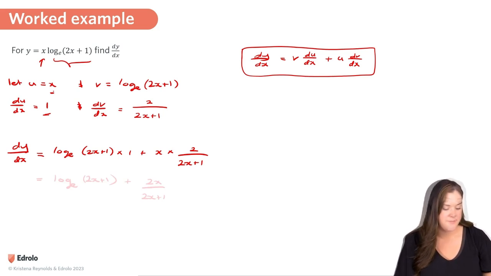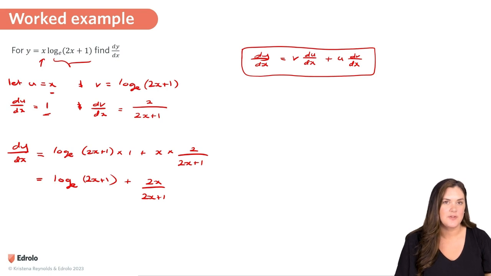Now we're going to simplify. And all we had to do there is just multiply by 1 for the first function and by x for the second function. So we end up getting log e of 2x plus 1 plus 2x over 2x plus 1.